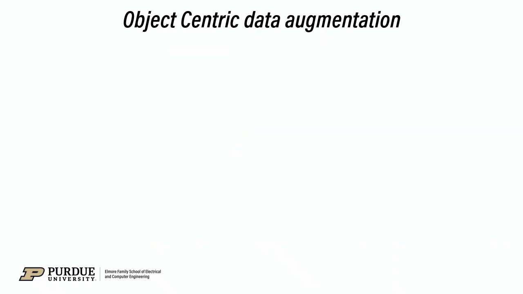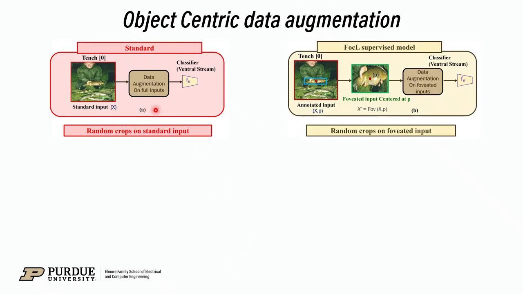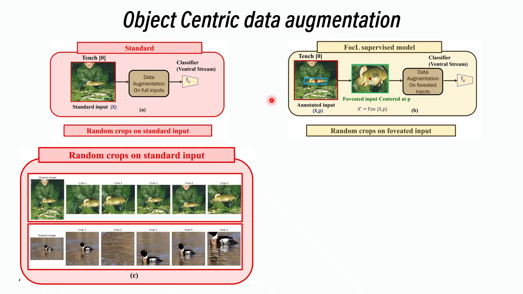Before we move on to the experiments, I want to quickly show the effects of object-centric data augmentation. Here we show 2 different pipelines: one for the standard model and the other for a FocL supervised model. For the standard model, the input is the entire image, whereas for FocL, it's the crop centered around the fixation point, the red fixation dot. Now, random resize crop is the first transformation that is applied to an image in a classification pipeline.